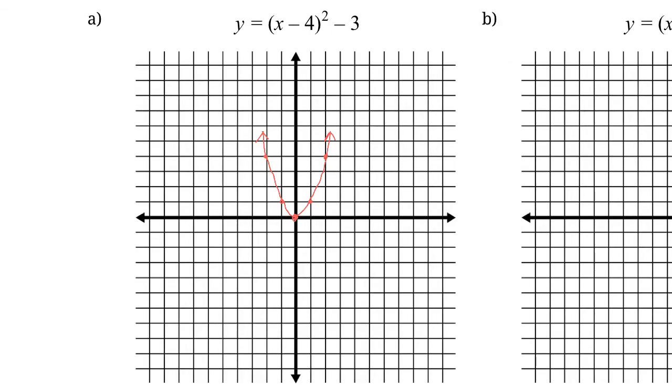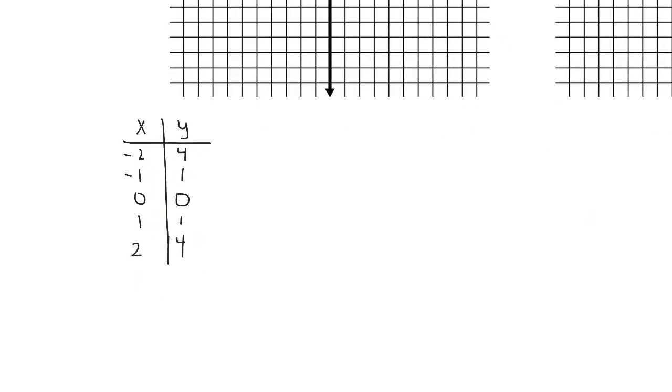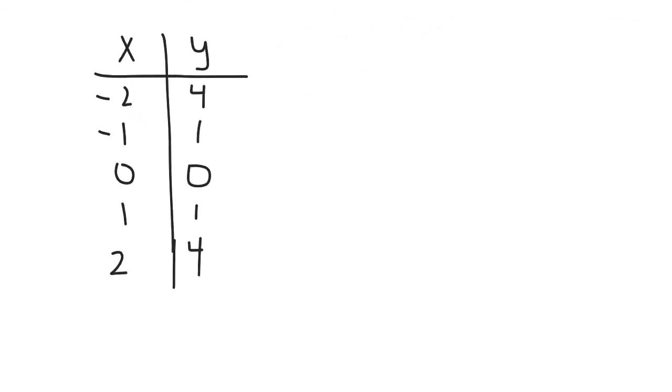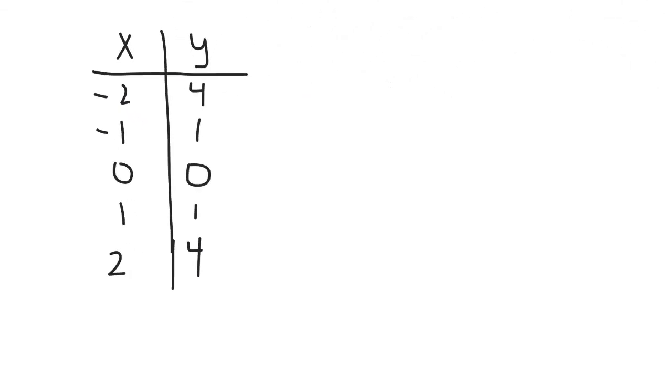So I've gone ahead and graphed my parent function or parent parabola on my Cartesian grid, and I used the same numbers that we used in our previous table. So in case you've forgotten those, here is the table of values. Now, our previous table started at -3 and ended at +3. I just shortened it down to make it a little bit quicker.